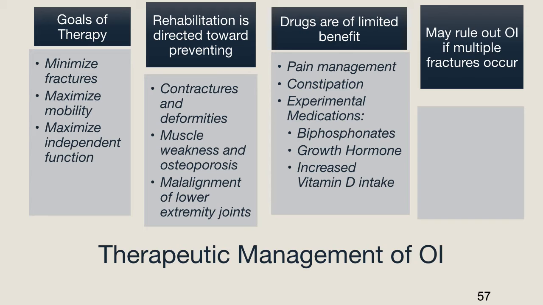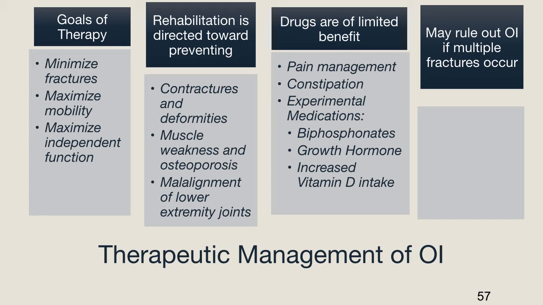So, the therapeutic management of OI: the goal of therapy is to minimize fractures, maximize mobility, and maximize independent function. Rehabilitation is directed towards preventing contractures, deformities, muscle weakness and osteoporosis. If you think about it, the reason they have scoliosis is because of the osteoporosis, or the weakness of their bones.